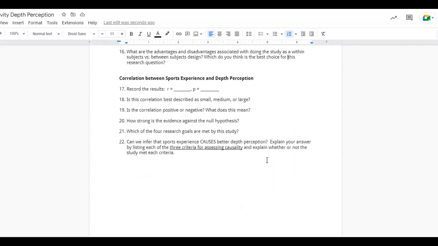Okay, so we also want to look at correlations, just as a review. What we're going to do is correlate scores on this depth perception task, looking at binocular perception, with that sports experience questionnaire. Remember when we did the ball tossing lab, we had the sports experience questionnaire? Everybody's going to enter those scores into the spreadsheet, and we're going to correlate them.